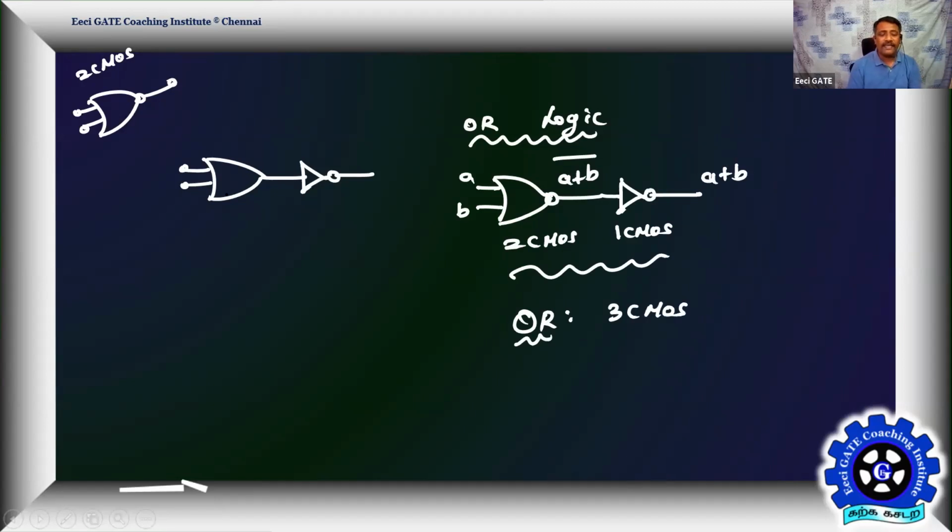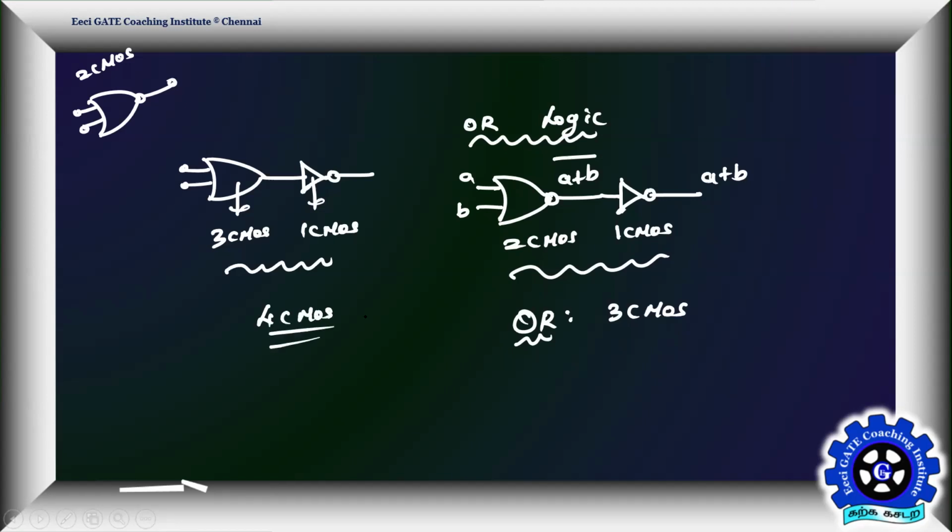But suppose if you go by this, I'm implementing a NOR by using one OR gate and a NOT gate, this is 3 CMOS and this is 1 CMOS, and this implementation is costlier. How much? 4 CMOS. I will ask you a simple question. What is the cost of NOR logic? You should not say 4. You have to say only 2 CMOS. NOR is 2 CMOS only.